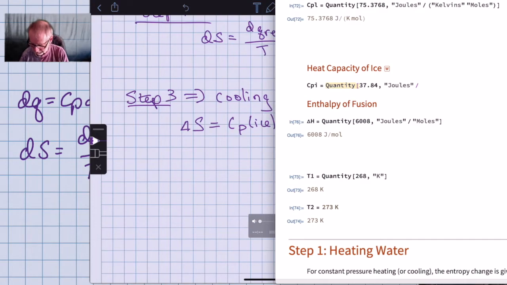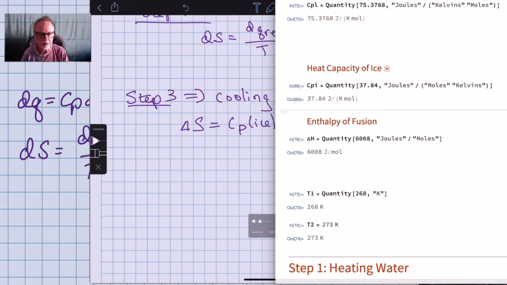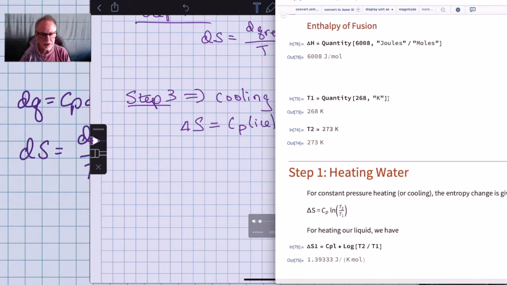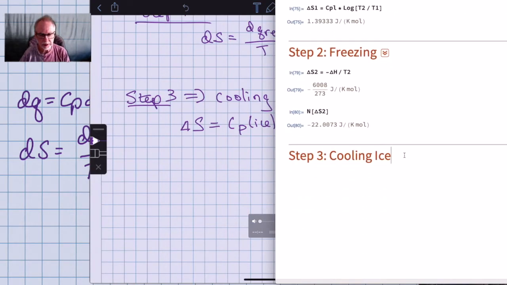I'll put that in parentheses. Moles times kelvins, close parentheses, bracket, Shift Enter, and there's my value. Okay. All right, so now we'll just scroll down here to do the calculation as I've set it up.